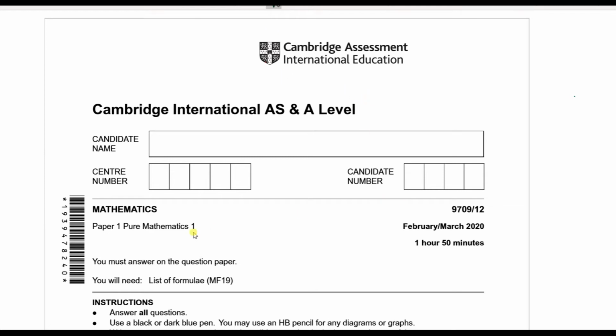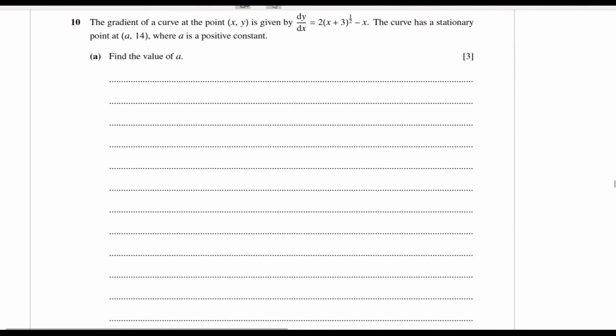Today we are going to discuss Pure Mathematics 1 question number 10, 11 and 12 of Feb March 2020. So here is question number 10. The gradient of a curve at point (x, y) is given by dy over dx is 2 times (x plus 3) to the power half minus x. The curve has a stationary point at (a, 14) where a is a positive constant. So we need to find the value of a.